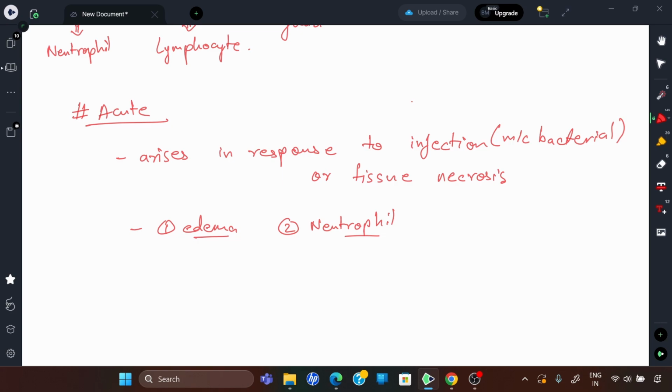And another important thing about acute inflammation is that it is an immediate response, right? Due to which we see that this response has limited specificity. Unlike chronic inflammation, where you have specific antibodies for the specific antigen, acute inflammation is a generalized response, right?